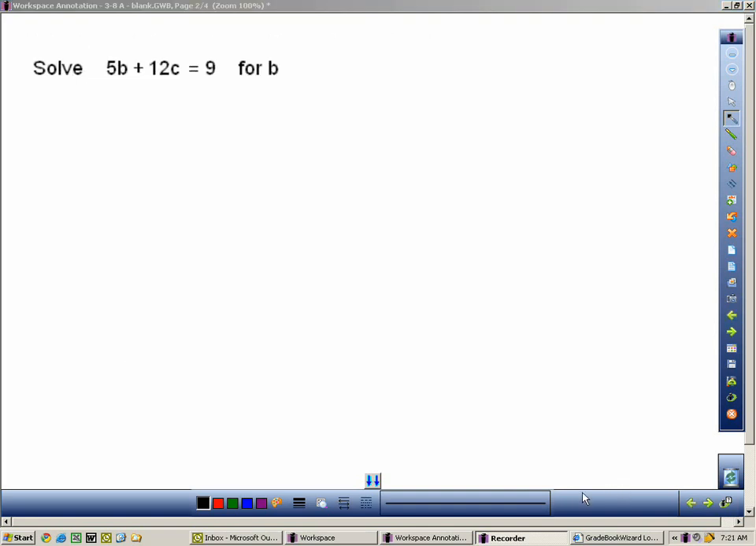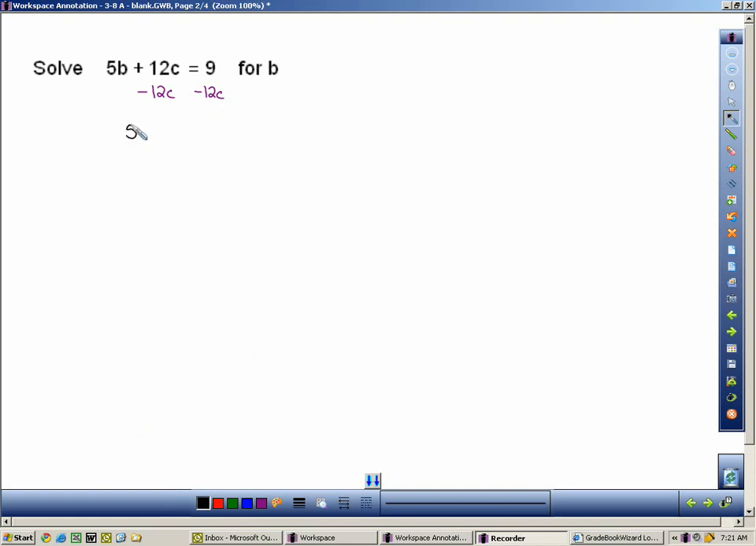In this example, we're being told to solve for b. So the b is the variable we want to isolate. We want to move everything away from that. I'll start by moving this 12c. It's a positive 12c, so I can eliminate it with subtraction. And what I do to one side, I have to do to the other.